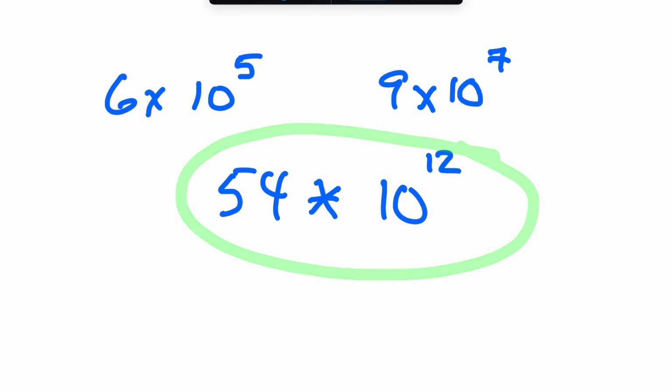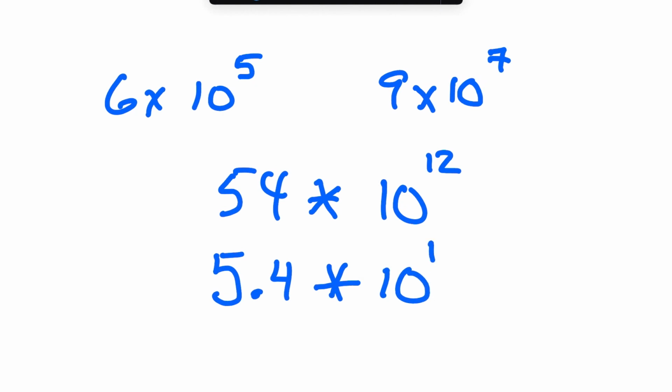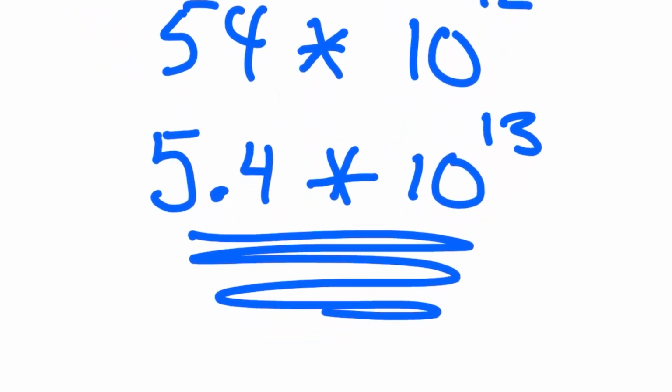However, 54 is not between 1 and 10. So I need to insert a decimal point between the 5 and the 4. And since I moved the decimal point 1 unit to the left, I need to add 1 to the exponent. So 54 times 10 to the 12th becomes 5.4 times 10 to the 13th. So when I move the decimal point, I got to change my exponent. So 6 times 10 to the 5th times 9 times 10 to the 7th becomes 5.4 times 10 to the 13th power.